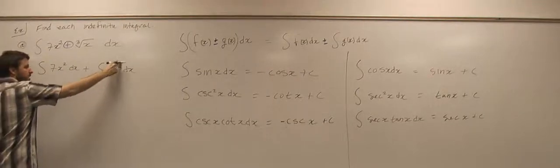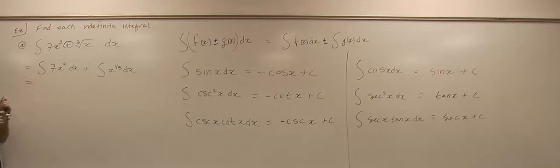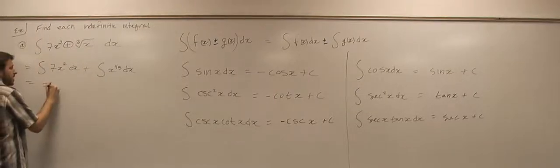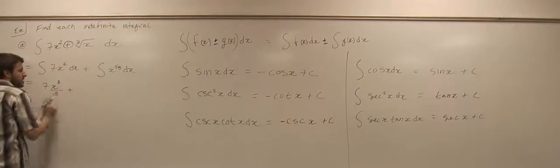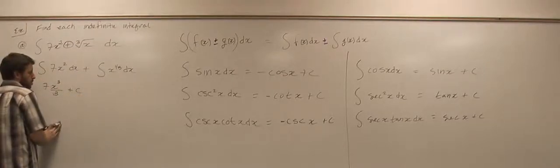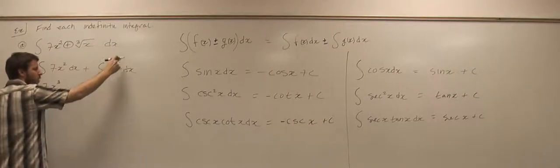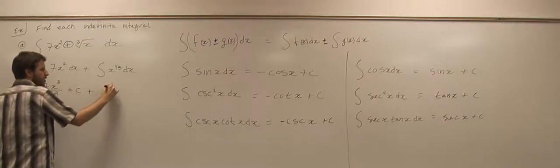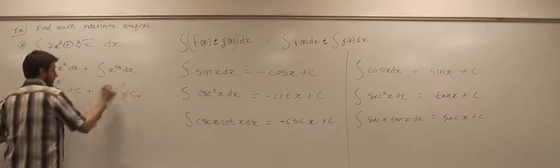Since I just have x to a power, I can use my power rule. Now when you do the power rule, the integral sign goes away. As soon as you add 1 to that power, you're actually calculating the antiderivative, so the symbol's going to go away. So it's going to be 7 x to the third over 3 plus c for this integral. What about this guy? Add 1 to the power, so 1/3 plus 1 is 4/3, over 4/3. Plus another constant.